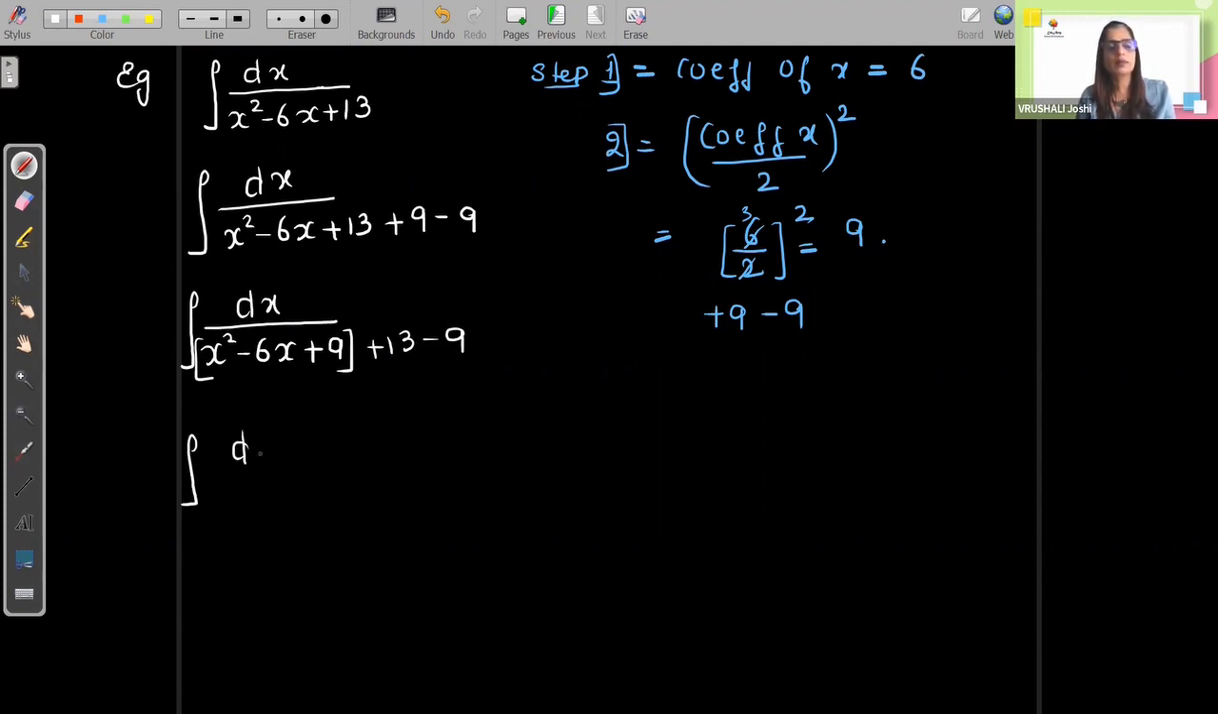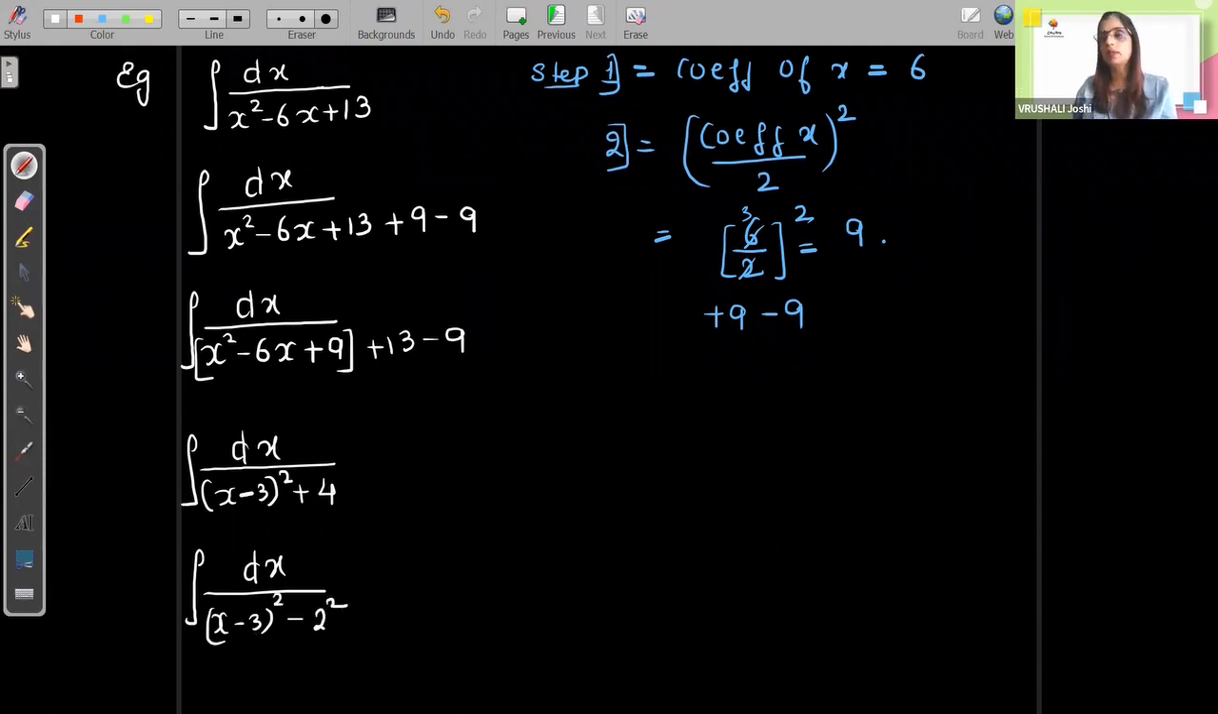See what are we left with? We have dx by, what does this look like? Doesn't this look like x - 3 the whole square? Correct. So this is equal to x - 3 the whole square, and this is what? This is equal to +4. Correct. 13 - 9 will give you 4. That means what do we have? We have, this is integration of dx by x - 3 the whole square -2 square. अब ये फॉर्म तो हमारे, you know, this is something that the formula that we know, which is x² - a². Correct. So yes.